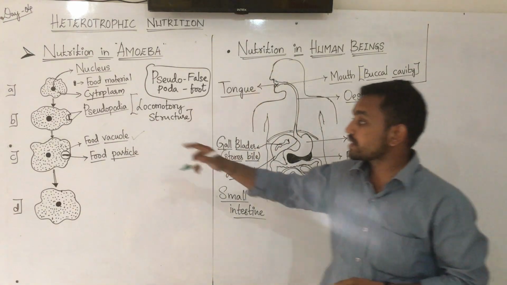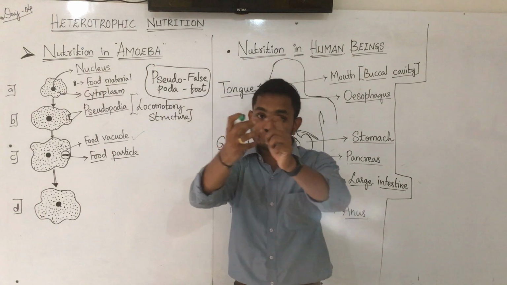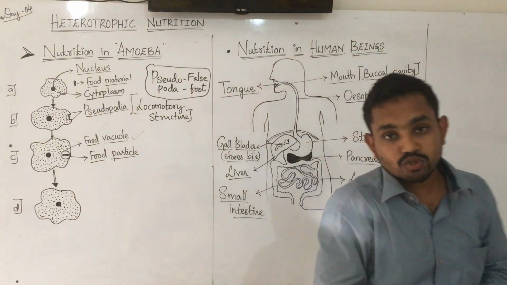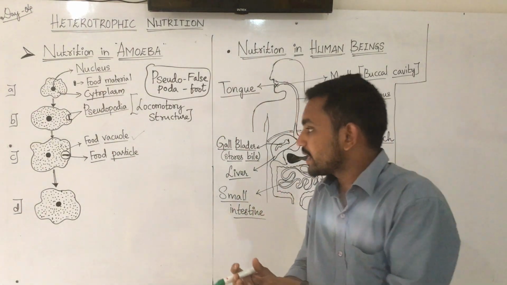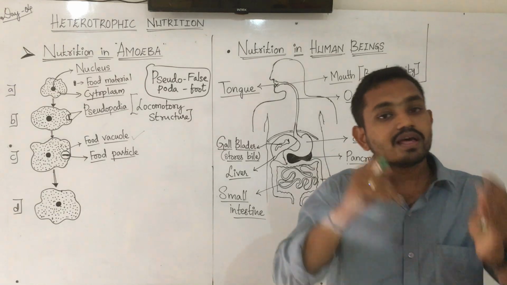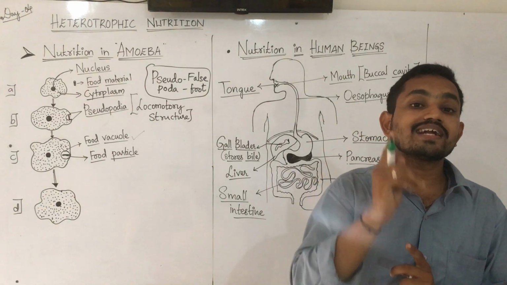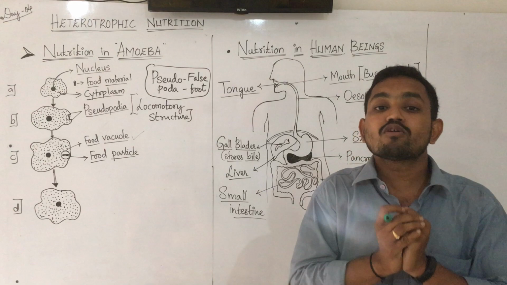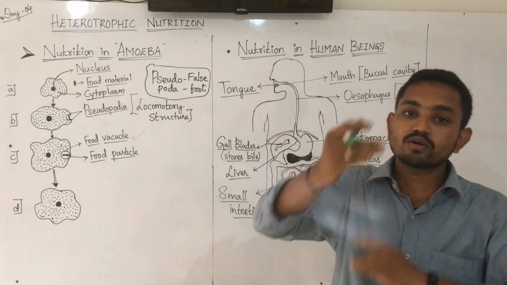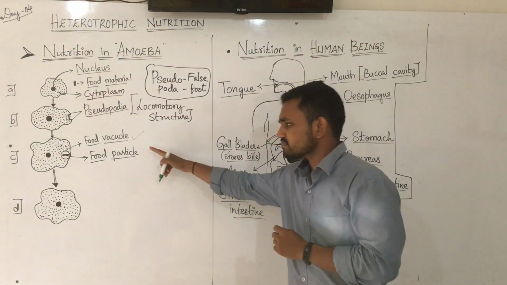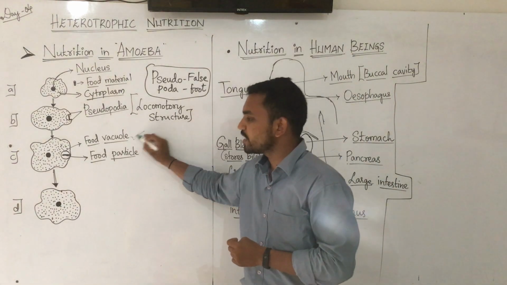Whatever the pseudopodia absorb, that absorbed food is going to be taken inside the food vacuole. In the food vacuole, complete digestion, the breaking down process, takes place. Complex food gets converted into simple molecules inside the vacuole.